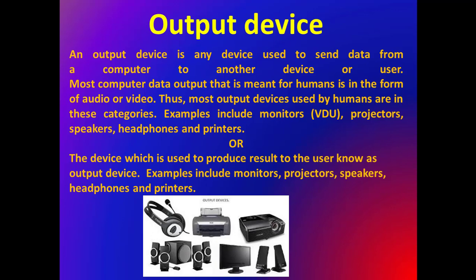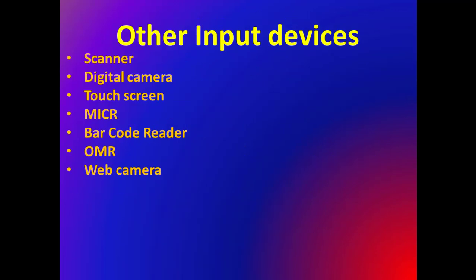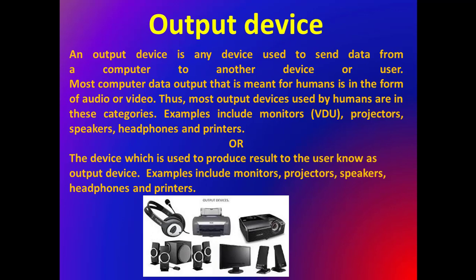Output devices. Listen students, एक बार revise करते हैं input devices को. Input devices are used to give instructions to the computer, but output devices produce result to the user. Output device computer user को result show करता है, but input devices से हम computer के साथ डाटा फीड करते हैं. तो input devices are used to communicate with computer, but output devices are used to communicate with user.